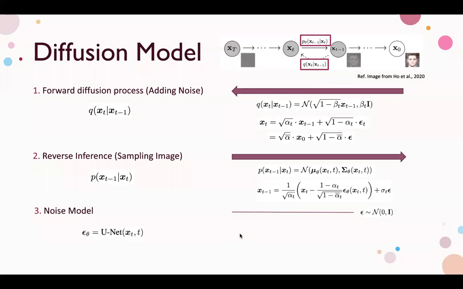We use a deep model, which is a noise model. Here we use a U-Net that is aligned with the original diffusion models paper. Now, given any xt that can be sampled from a forward diffusion process, we try to learn the noise that it actually added to x naught at time step t in order to get xt.